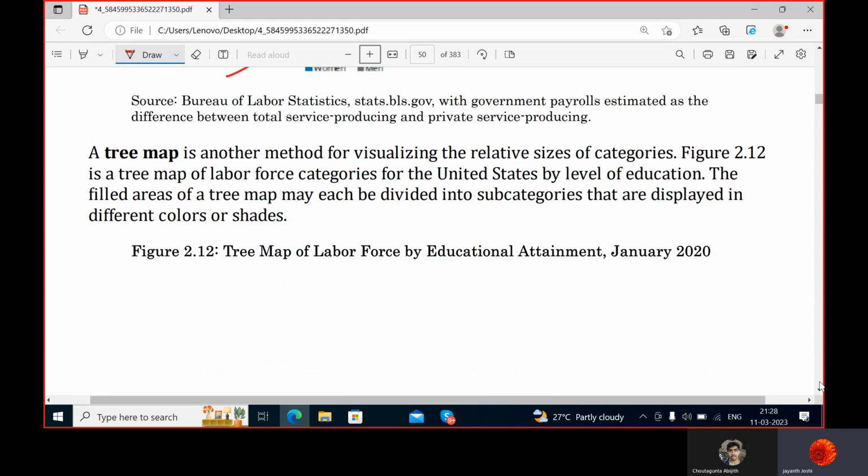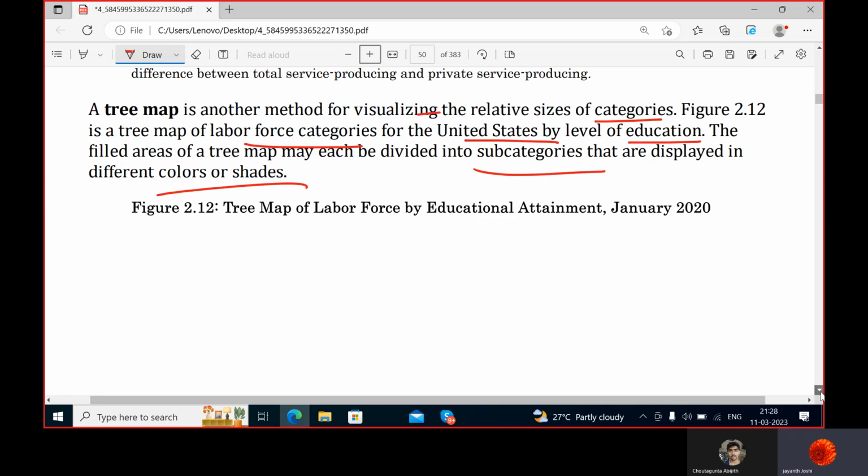Now, tree map is another method for visualizing the relative sizes of categories. So we'll see figure 2.12 is a tree map of labor force categories for the United States by level of education. The filled areas of a tree map may each be divided into subcategories that are displayed in different colors or shades. We'll see here.